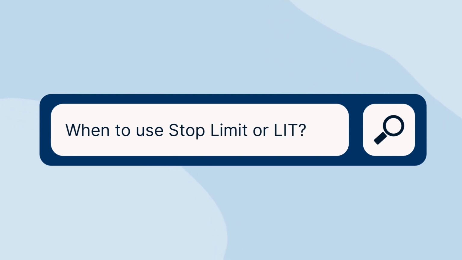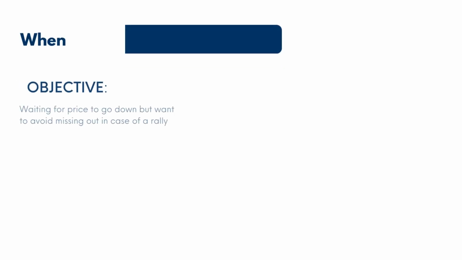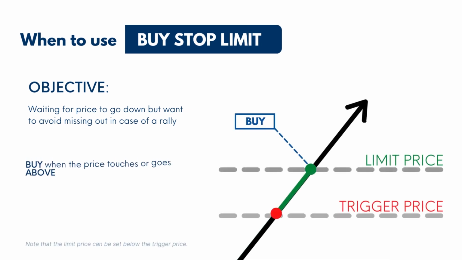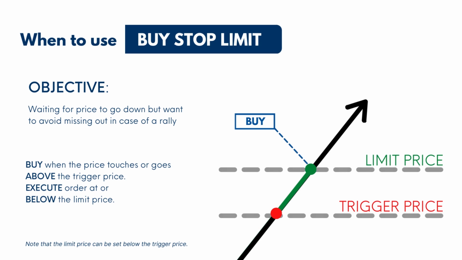Here's a quick summary for you. You can use buy stop limit if you're waiting for the price to go down but want to avoid missing out in case of a rally. With a stop limit, you buy when the price touches or goes above the trigger price. Your order is executed at or below the limit price.